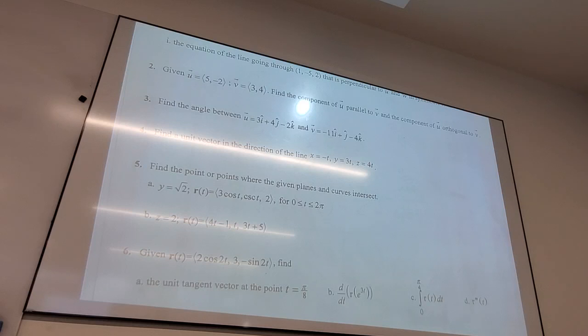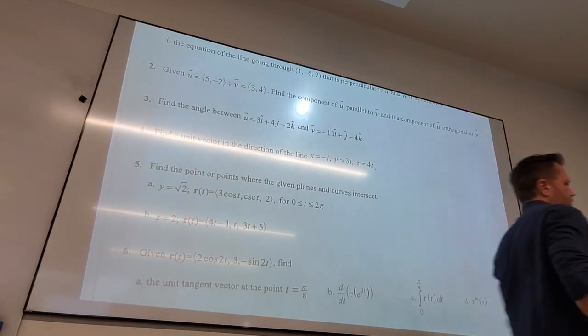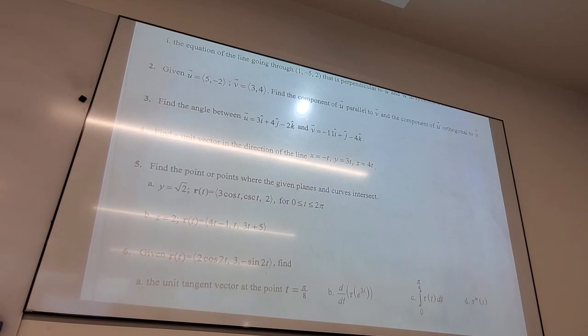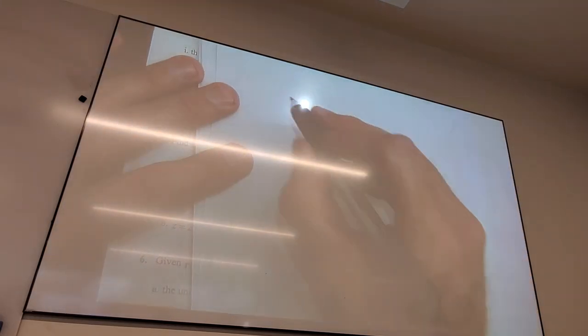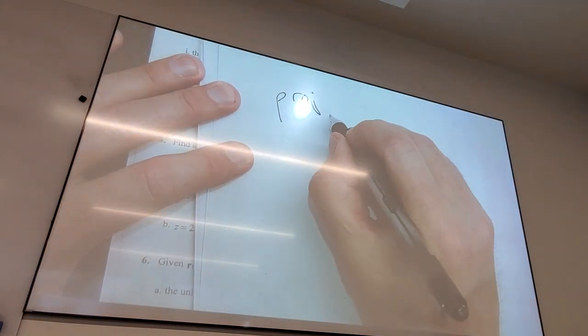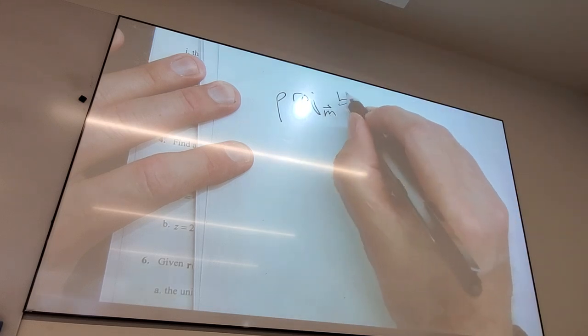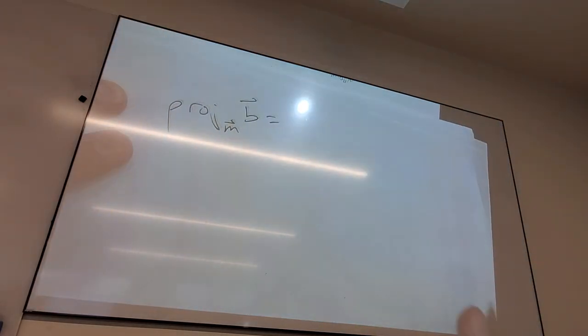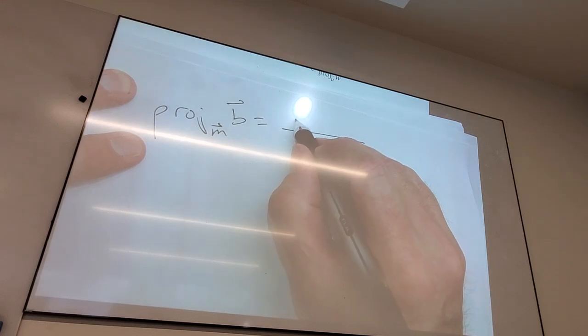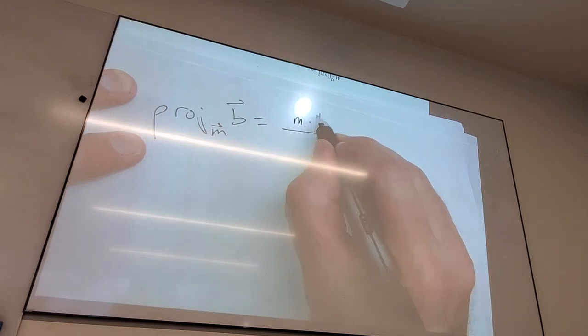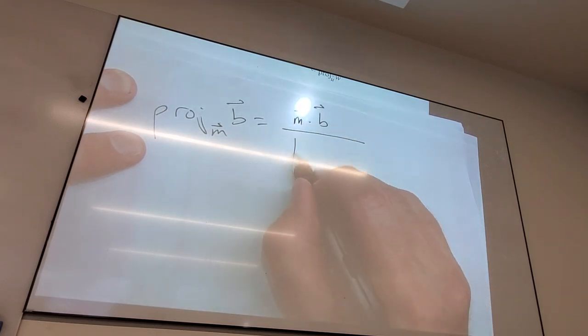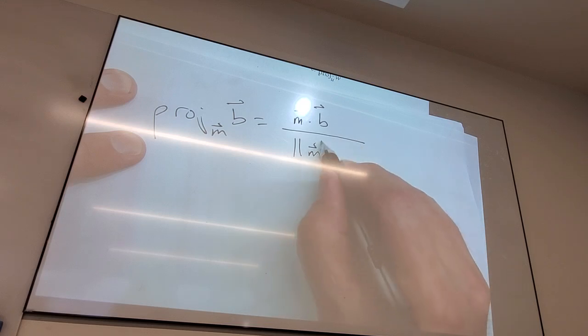Yeah, okay. You're welcome. So the way to remember is, if I ask you projection of b on m, what would that equation be? m dot b over the length of m squared.